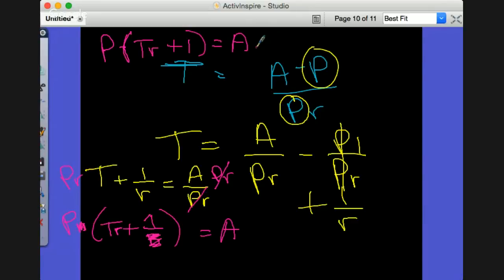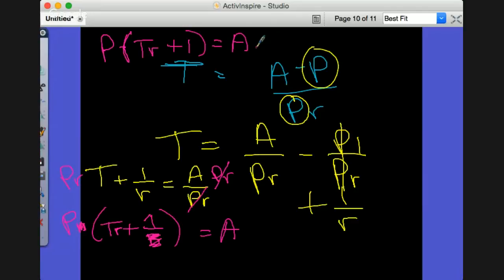Now, question: how can I get the big P by itself? Divide by TR plus 1. Nice, Colin. Because these are now multiplied with P here. If I divide by TR plus 1, P would be equal to A over TR plus 1. Because these are being multiplied, to break that up we use the kryptonite of dividing, and we divide by TR plus 1 to get that answer. Okay, Ryan?